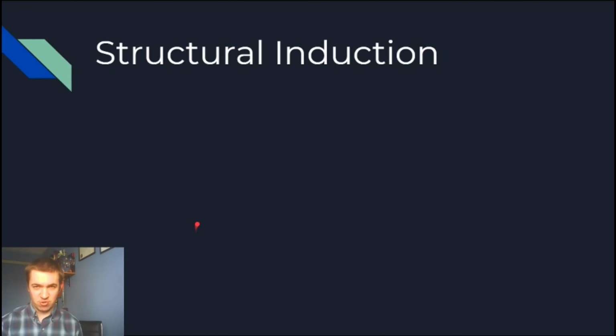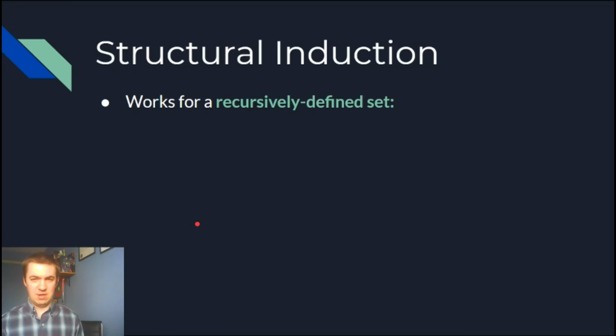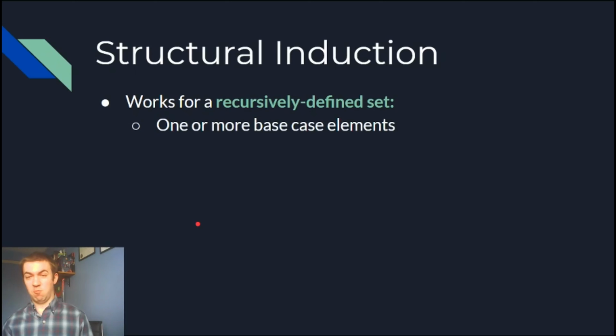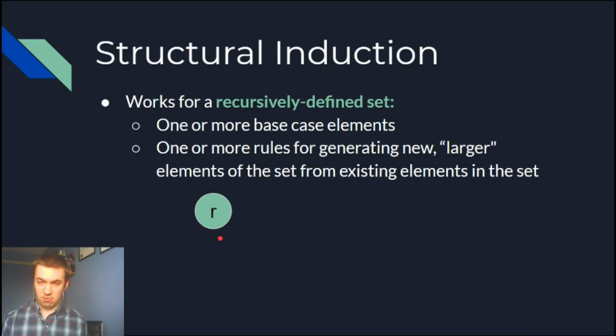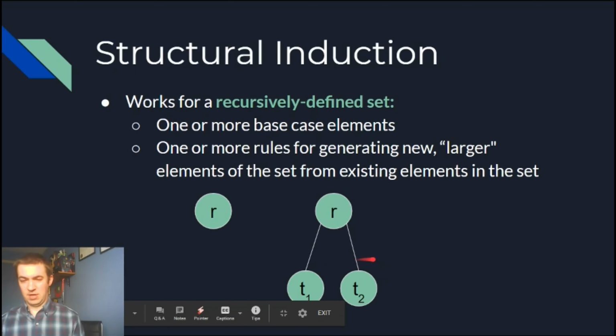The idea behind structural induction is that it works for any recursively defined set. In other words, for any set where there is one or more base case elements, so in this case we have just a single node, and to make larger other elements of that set, you need to follow rules that generate them based on existing elements. So in the case of our full binary trees, well, the base case is just we have a single node, and if we want to make the next largest one, we need to use a rule to go from that to the next biggest tree.